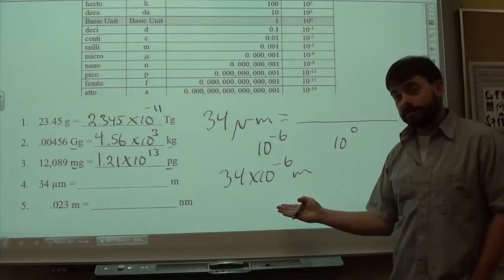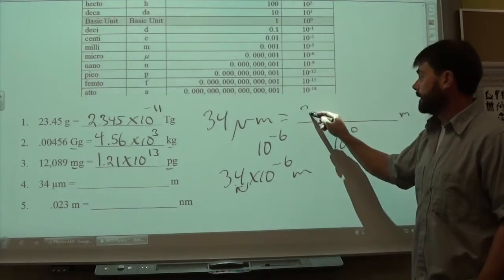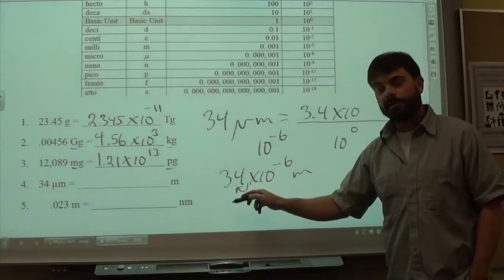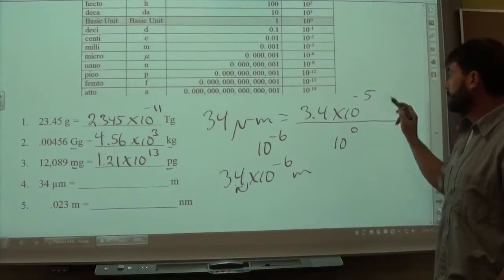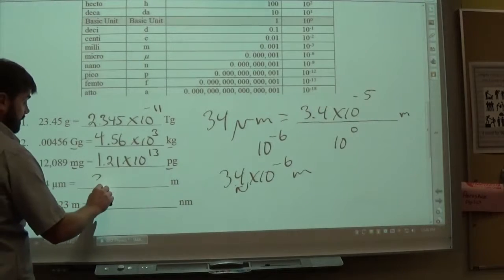The right value, just written in the inappropriate way, is supposed to move this back one. So you're going to get 3.4. I make this one smaller, I've got to make that one larger. One larger than negative 6 is negative 5. So you're going to get 3.4 times 10 to the negative 5.